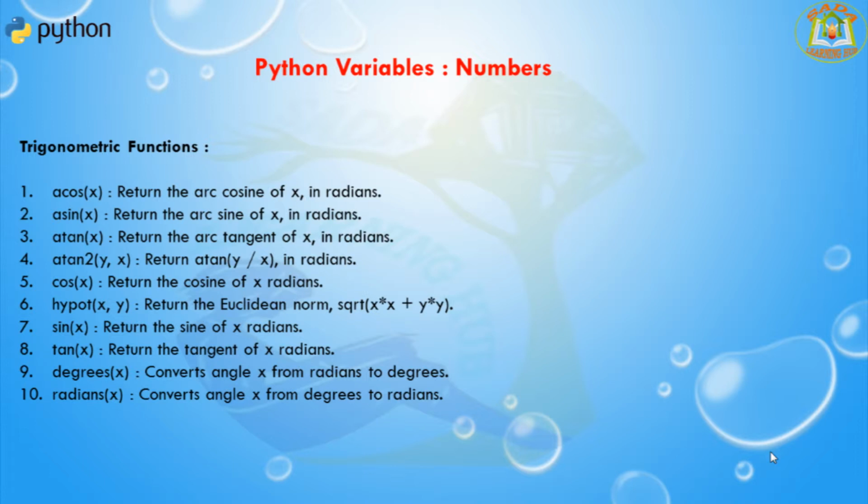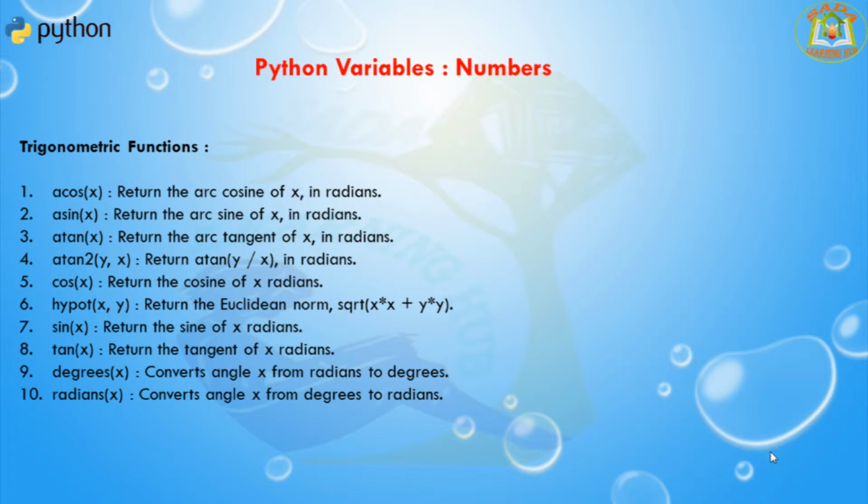These are the trigonometric functions. acos(x) returns the arc cosine of x in radians. It depends upon which trigonometric value you want. If you want the cos value, we can use acos of x. If you want the sine value or the tan value, different methods are available to evaluate our operations.